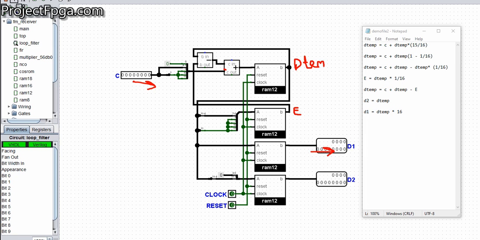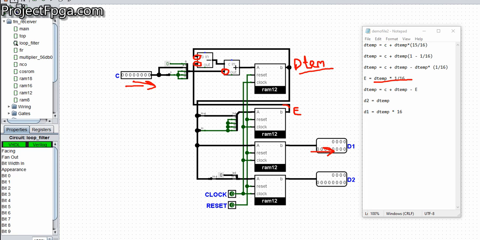This is it: C plus D temp minus E. This is where the E comes from. This is your C, the input. And what is E? We already know what D temp is. Now E is D temp times 1/16, which means D temp divided by 16, and 16 is 2 raised to the power 4. So division by 16 is equivalent to shifting to the right by 4.